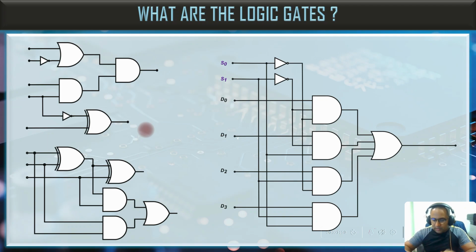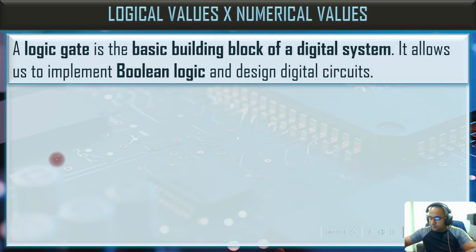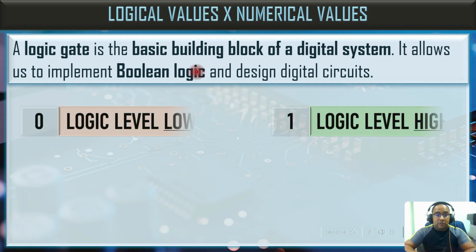They are logic gates. Well, now that you already know what logic gates are visually, let's move on to the definition. A logic gate is the basic building block of a digital system. It allows us to implement Boolean logic and design digital circuits. All right, guys, at first, what is Boolean logic? Boolean logic can be defined as a logical system based on two possible states, 0 and 1. 0 can be defined as logic level low and 1 as logic level high.